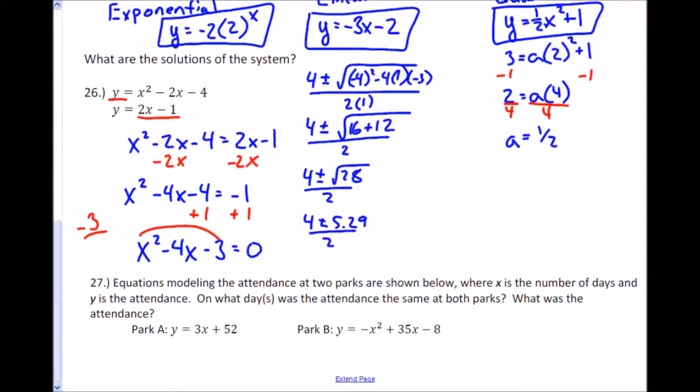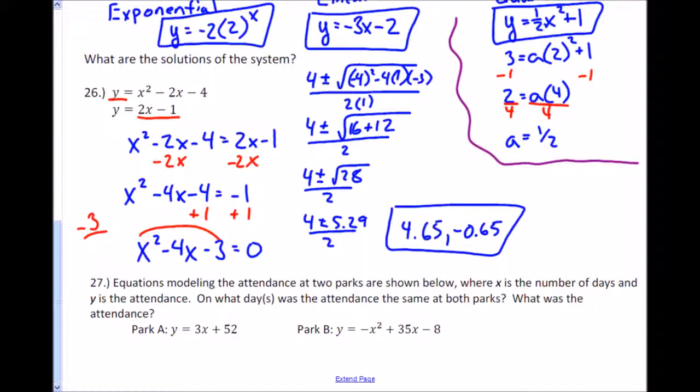And now I have two things to do. Let me section that off. So I have two things to do. I have to do the 4 plus the 5.29 and divide it by 2. And that gives me a 4.645. To 2 decimal places, that would be 4.65. And then I have to do the 4 minus the 5.29 and divide that by 2. And that gives me a negative 0.645, or just a negative 0.65.